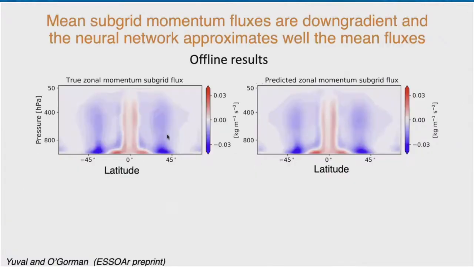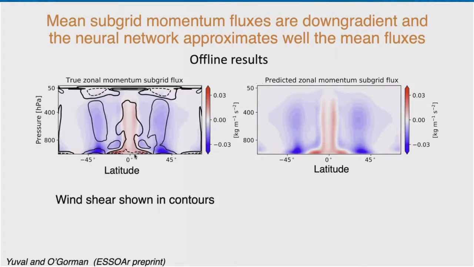So here I'm just plotting some offline results. On the left, these are true zonal momentum subgrid fluxes. In the tropics, we have upward fluxes. In the extratropics, we have downward fluxes. And the machine learning can emulate it almost perfectly, at least over the mean. And as a side comment, the reason that there is an upward flux in the tropics and downward flux in the extratropics is because of the shear. The contours represent wind shear. So we basically have down-gradient transport, at least over the mean.